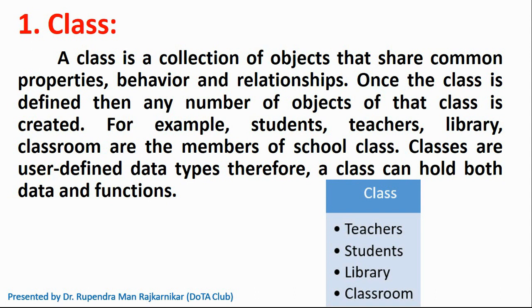1. Class. A class is a collection of objects that share common properties, behavior, and relationships. Once the class is defined, any number of objects of that class can be created. For example, students, teachers, library, classroom are the members of a school class. Classes are user-defined data types.